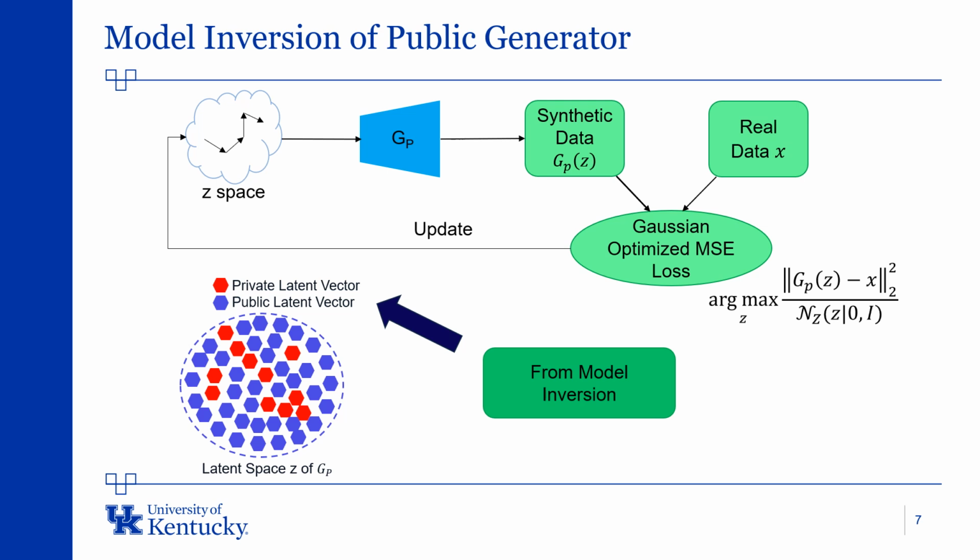Then we define a loss function on the generated sample and on the real sample whose representation we want. We update the vector in the latent space to minimize the loss function. Then these vectors map to the synthetic representations resembling the real samples. We optimize the loss function such that the search is close to the standard Gaussian. This model inversion process in this manner is able to search the latent vectors that map to the private data.